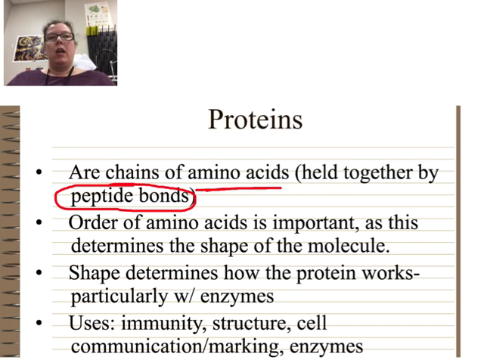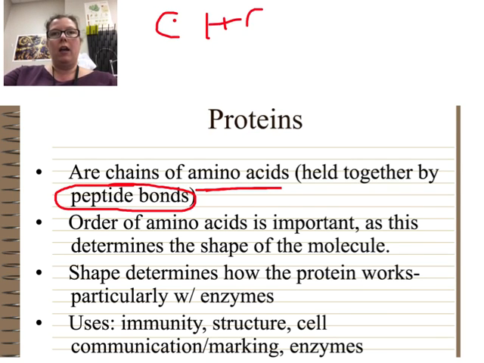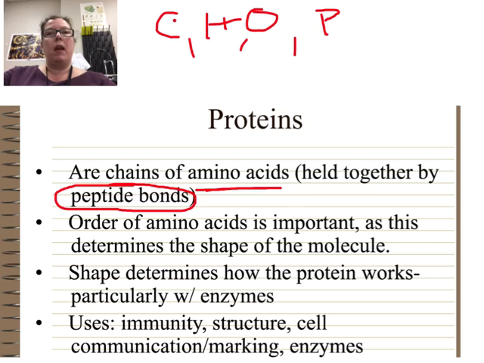With proteins, you're going to start seeing some new molecules or atoms coming up. Proteins are going to be made of the carbon and hydrogen and oxygen, just like you saw before, but for the first time, you're going to start seeing phosphorus come up, and you're also going to see nitrogen, and the big one here is nitrogen.